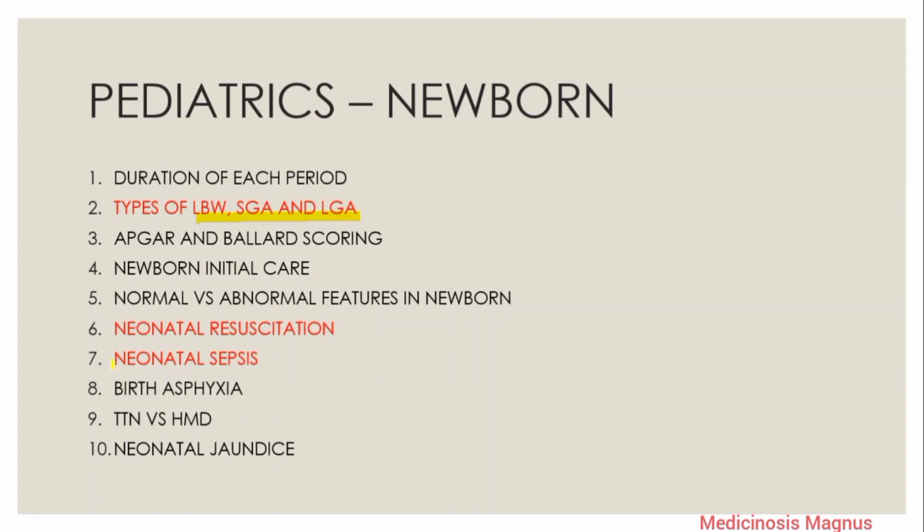The neonatal sepsis, the most common causes of sepsis and all those things. Birth asphyxia and transient tachypnea of newborn versus hyaline membrane disease. And just give a go through on neonatal jaundice and types. The Gilbert syndrome, Crigler-Najjar's.